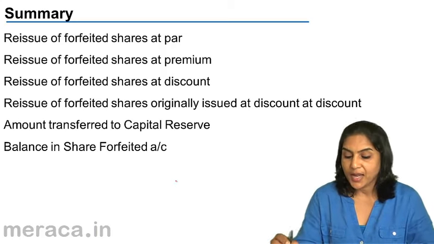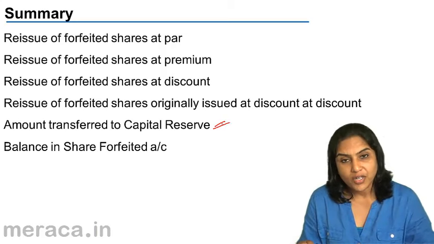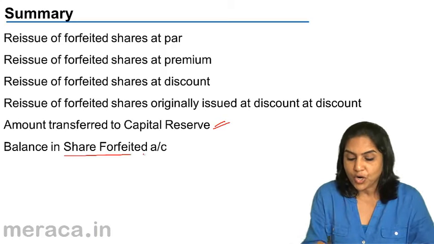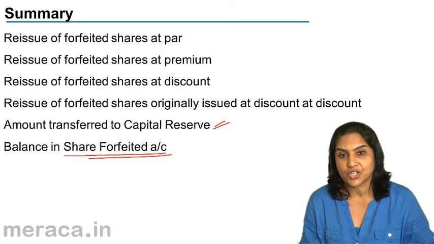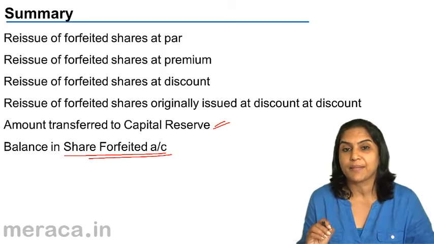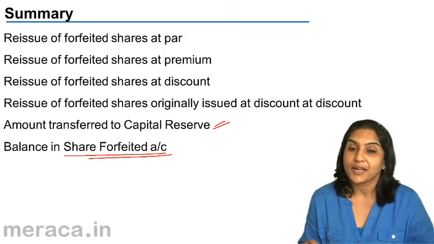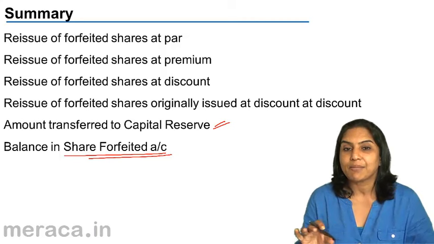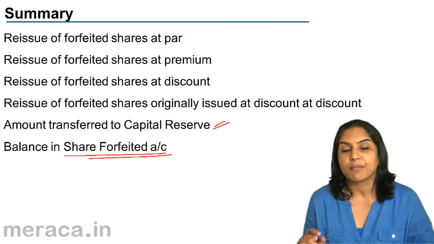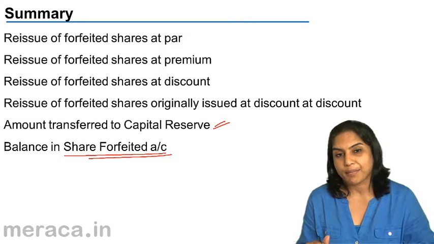the capital reserve account. Alternatively, we could check what should be the balance in the shares forfeited account. What should be the balance in the shares forfeited account? The amount received on shares forfeited but not yet reissued. We can keep that balance intact and the remaining amount could be transferred to capital reserve.